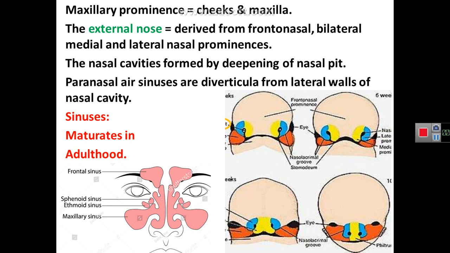The external nose, as it is shown in this figure, is derived from the frontonasal prominence and from the lateral nasal prominences or processes and the medial nasal prominences. So five prominences form the external nose, which is the part of the nose protruding from the face: right and left medial nasal processes, right and left lateral nasal processes, and the frontonasal process.